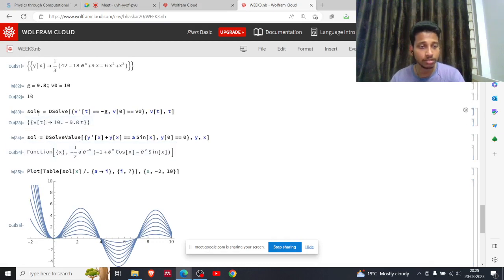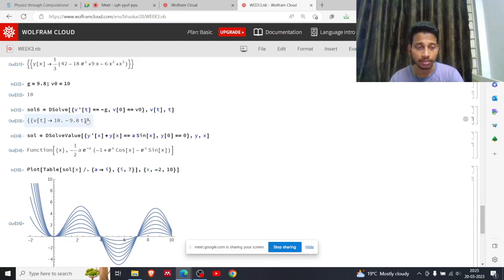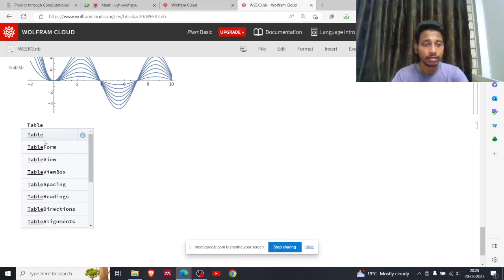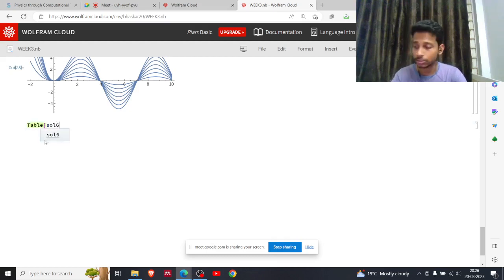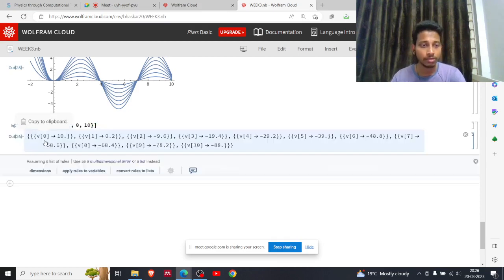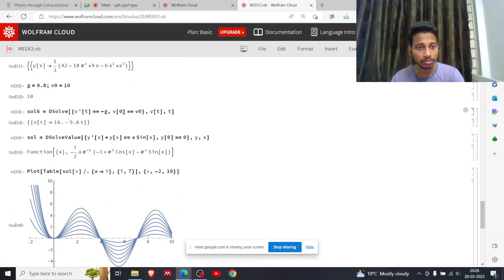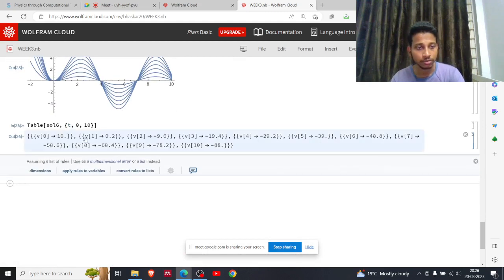Again, from this particular solution, that is sol 6, if we need to find the velocity at different times, then we can use the table function sol 6, t 0 to 10. Now here it is showing that at 0 it is 10, which is the same as the initial value, that is v naught equal to 10. Now after that at t equal to 1, that is 0.2, then t equal to 2 minus 0.96, and so on.